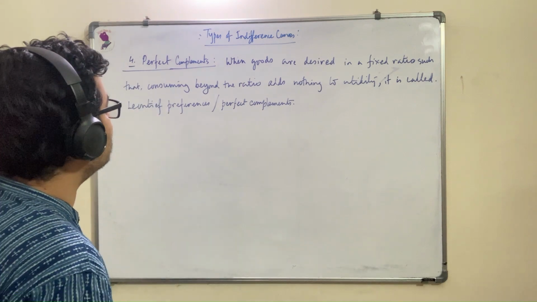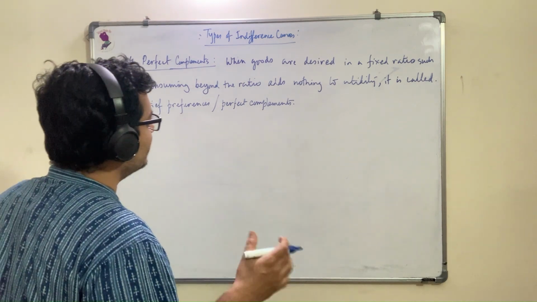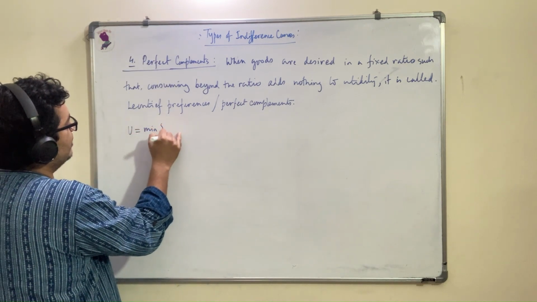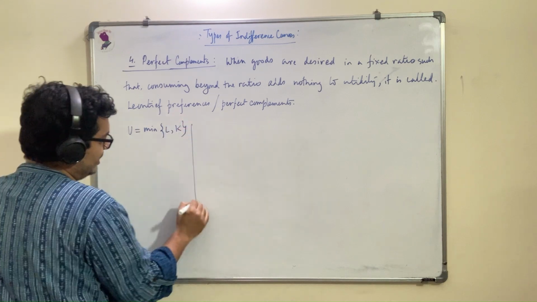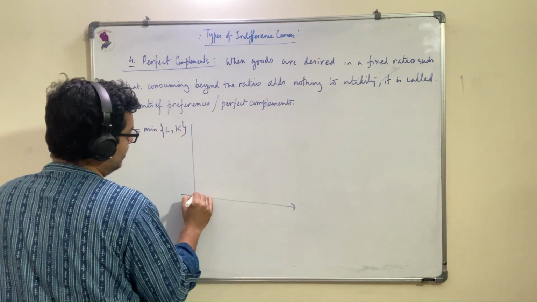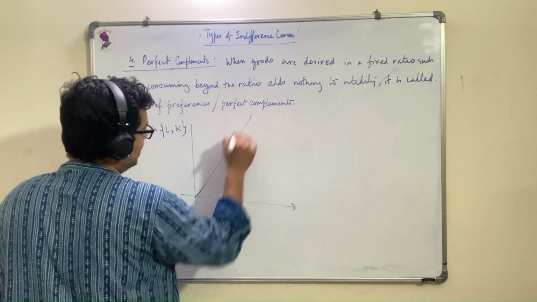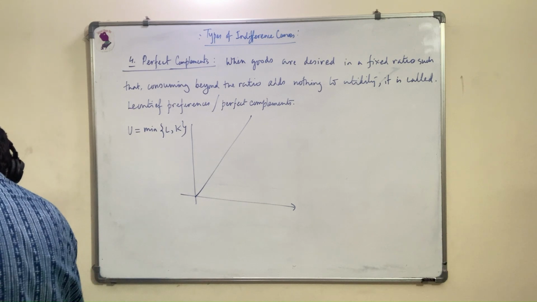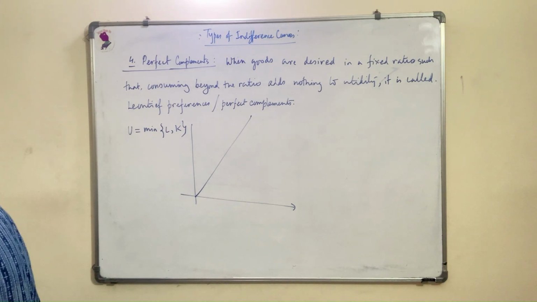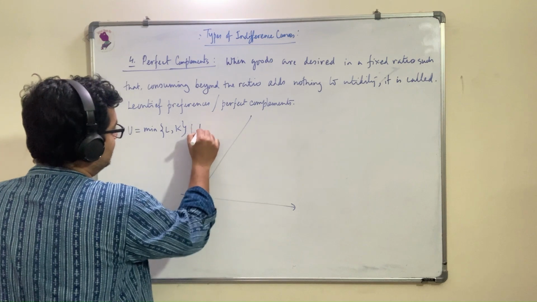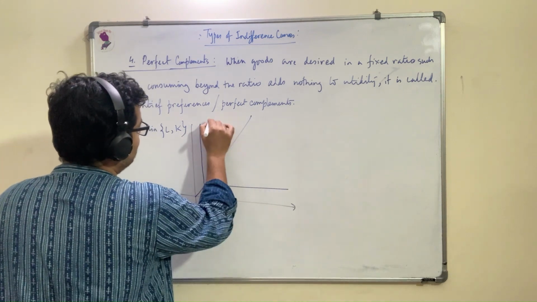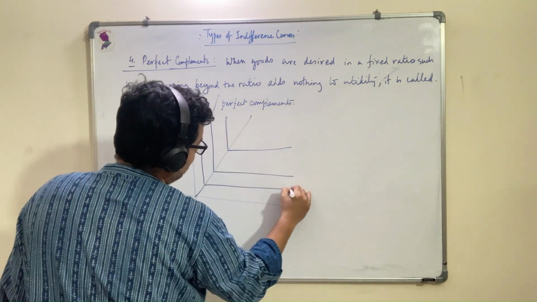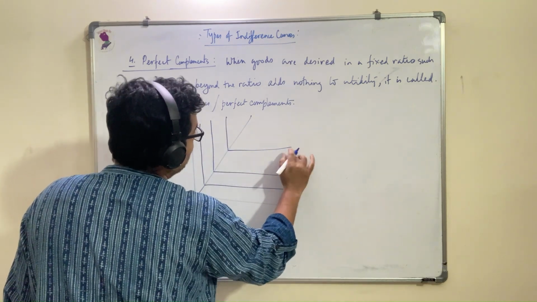Now, usually in your class you would have seen the standard scenario, U equal to minimum of L comma K, and the IC looks L-shaped. We've got a straight line passing through the origin with a slope of 45 degrees, right? And then these are our utility ICs, right? Different utility levels, U1, U2, U3, and so on.